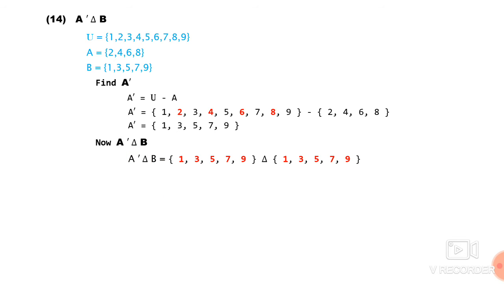To solve it directly, we just cancel out the similar elements and then write down the remaining elements of both the sets. The elements which are remaining in both the sets will be written. Here we can see all the elements of both the sets will be cancelled out. So we are left with only null set, empty set.